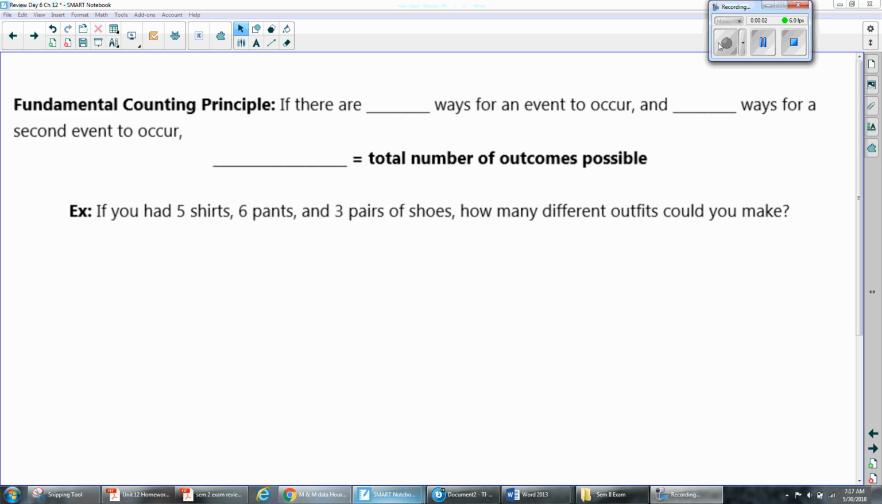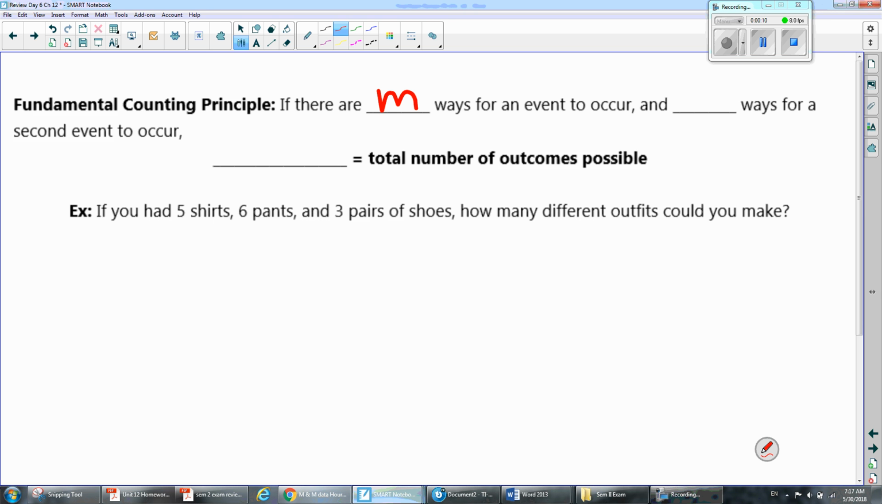All right, thinking back to that last chapter with some probability there, we had the fundamental counting principle. So if there were m ways for an event to occur and n ways for a second event to occur, all we did was take m times n to give us the total number of outcomes possible.